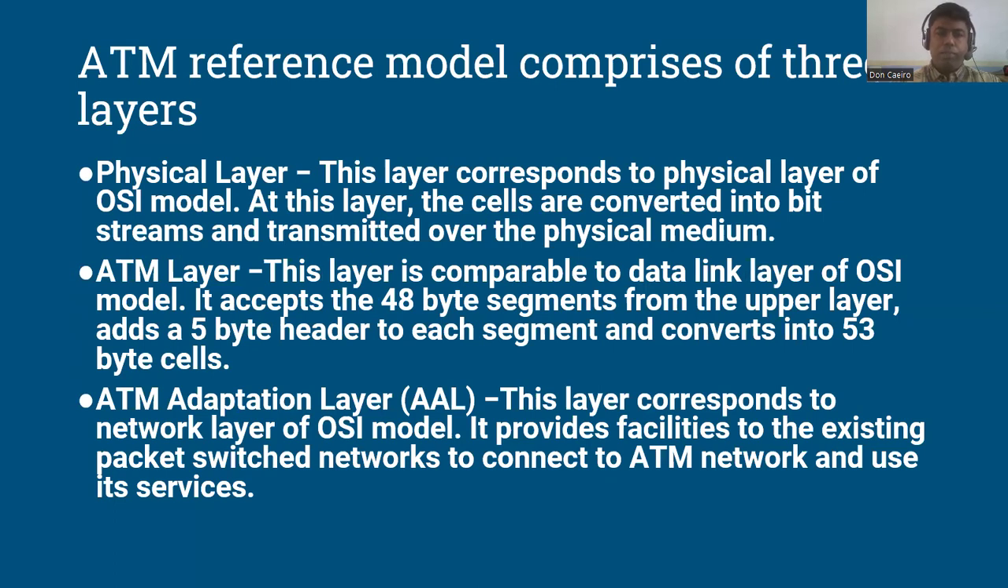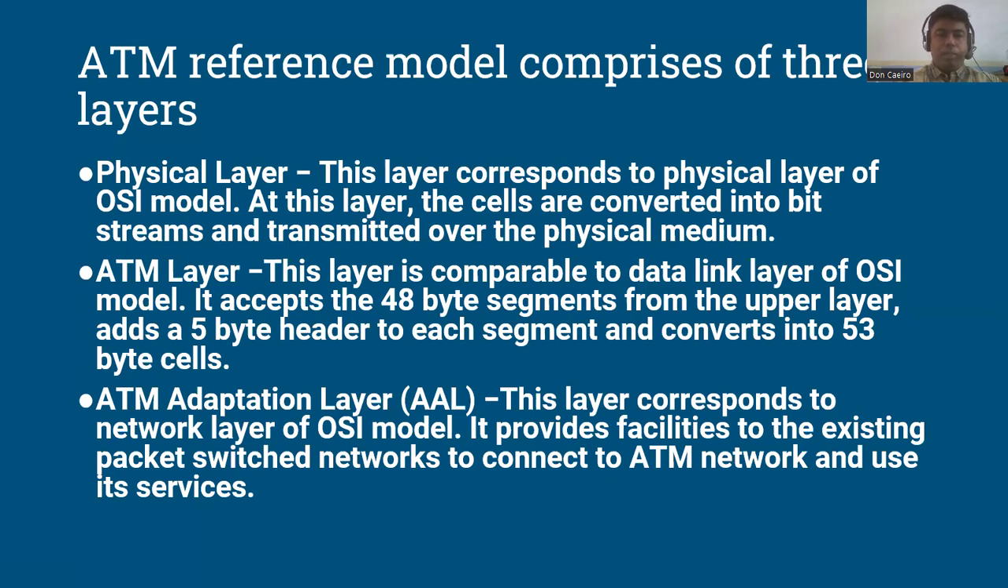When you look at the ATM model, it is always related to the OSI, that is the Open Systems Interconnection model that we use for networking. It comprises the physical layer, the ATM layer, and the ATM adaptation layer. The physical layer corresponds to the physical layer of the OSI model, where all the cells are converted into bit streams and transmitted over the physical medium.